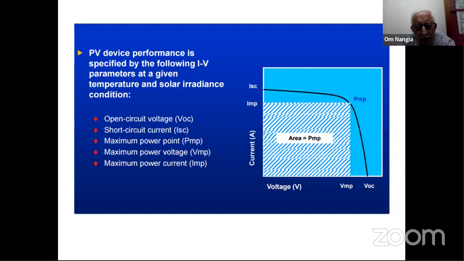There are four or five things: open circuit voltage, short circuit current, maximum power point, maximum power voltage, maximum power current. So basic data comes from any cell or module, and gives us an idea about the quality and the suitability of that device.